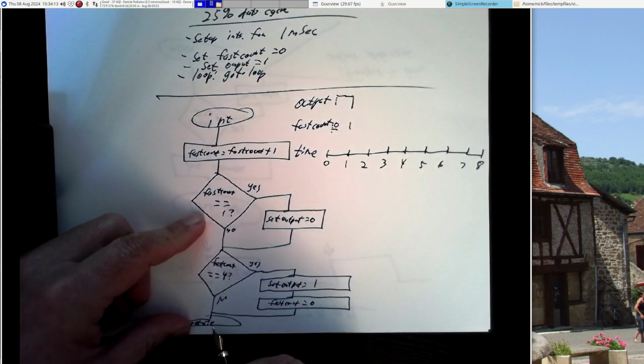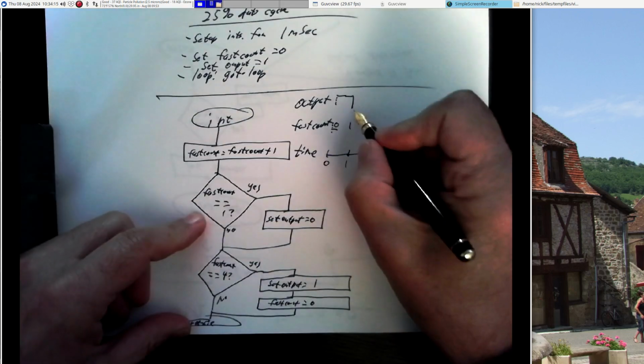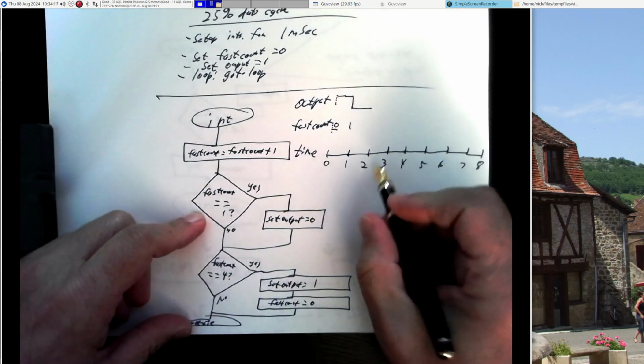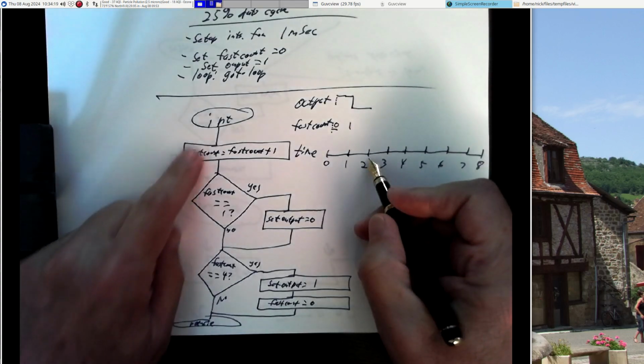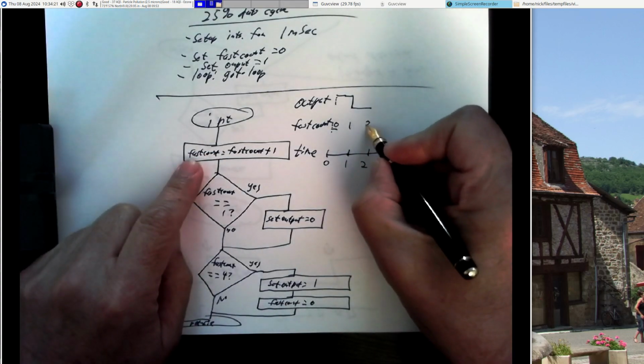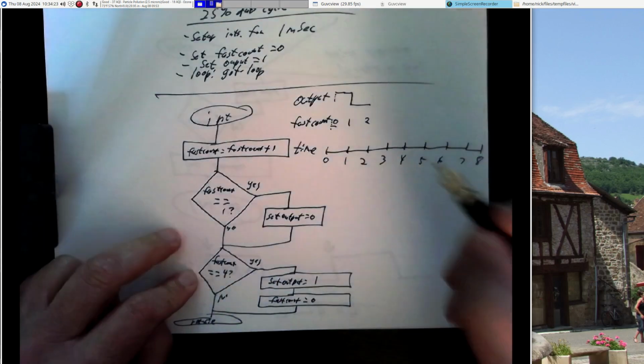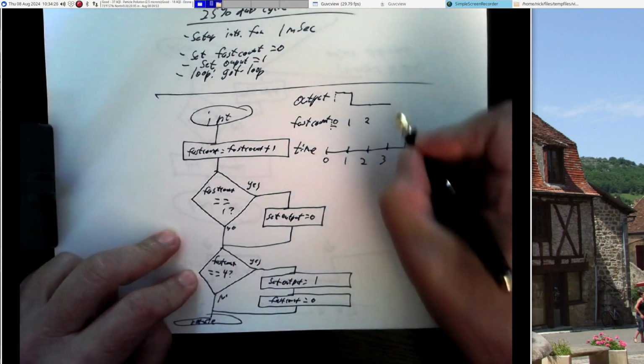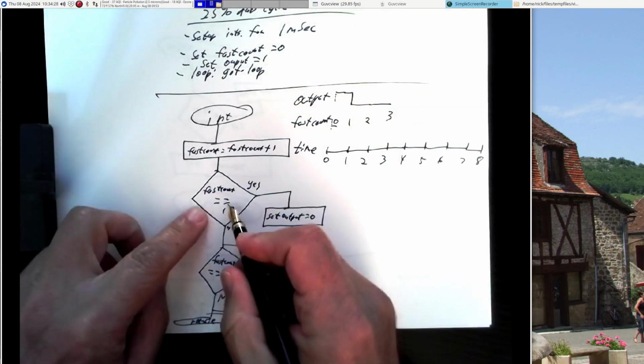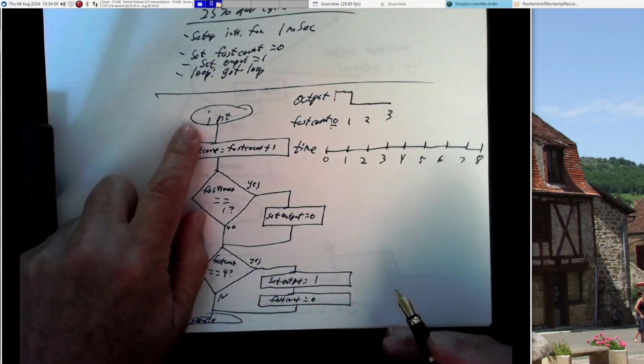And then fast count's not 4, so we go back. Okay, so our output's low. 2 milliseconds in, we get another interrupt. We increment fast count to 2. It's not 1, it's not 4, we don't do anything. A millisecond later, increment fast count to 3. It's not 1, it's not 4, we don't do anything.